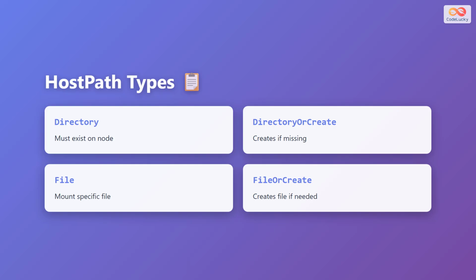HostPath volumes are commonly used in specific scenarios. They're useful for accessing node logs and monitoring data that exists on the host. They're popular in development and testing environments where quick file access is needed. You can mount the Docker socket to allow containers to manage other containers. They're also suitable for single-node stateful applications where data needs to persist on that specific node.